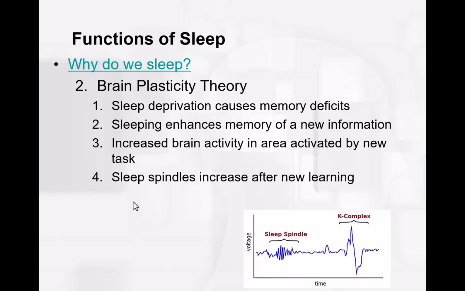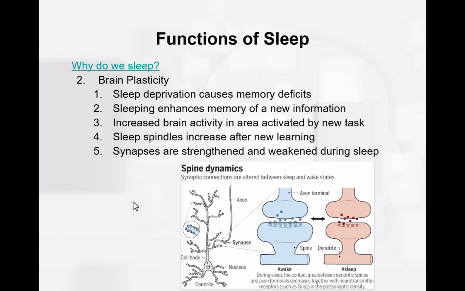We also see an increase in sleep spindles after new learning. Remember, we talked about sleep spindles potentially being really important in memory consolidation. Do you remember what stage those occur in? Stage 2. And they indicate an exchange of information between the thalamus and the cortex. It appears again that these are very important in memory consolidation.